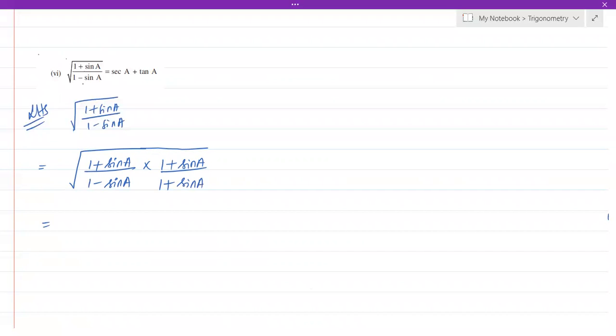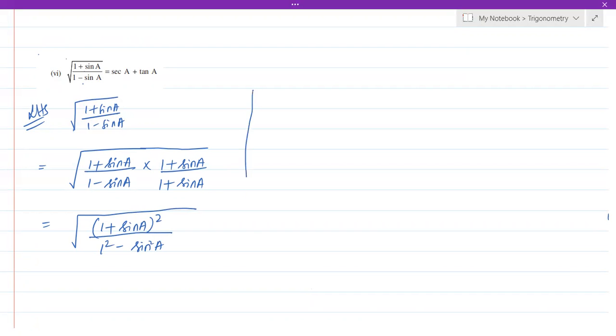So the numerator is like (1 plus sin A) into (1 plus sin A). It's like (A plus B) into (A plus B), so it becomes (A plus B) the whole square. That is (1 plus sin A) the whole square. The denominator is (A minus B) into (A plus B), so it becomes A squared minus B squared. So therefore, the next step, let me do it here itself.